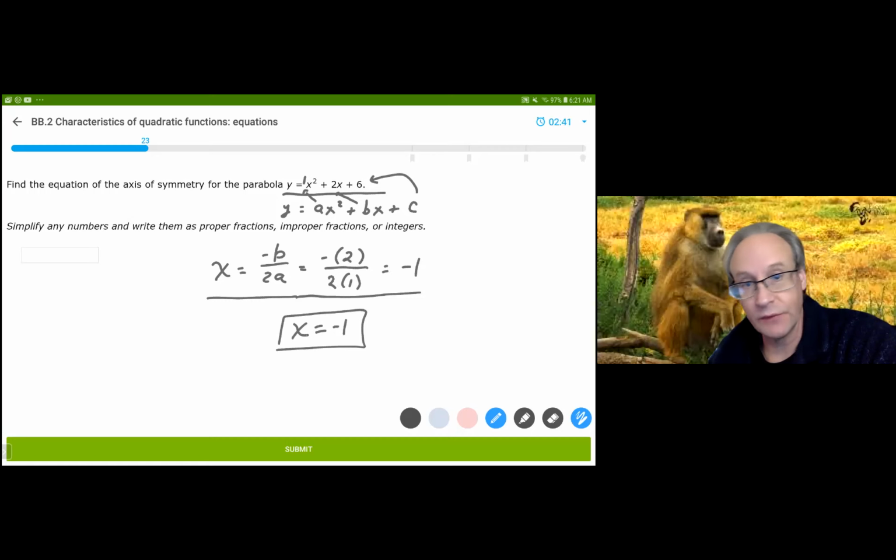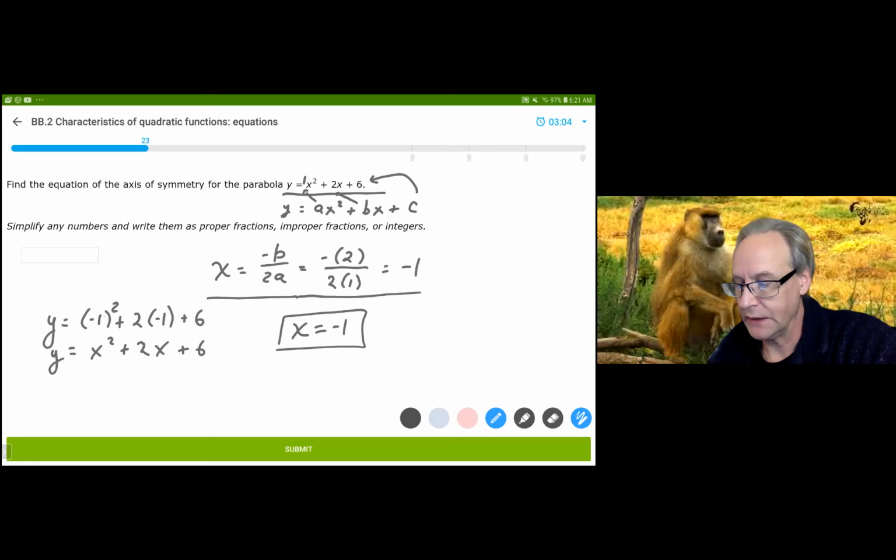Now, if we wanted the vertex, we would have to substitute the negative 1 into the function and find our y value. So I would substitute negative 1 into x squared plus 2x plus 6, and what I would get is 1 plus negative 2 plus 6, which is 5. So my vertex would be at (negative 1, 5).